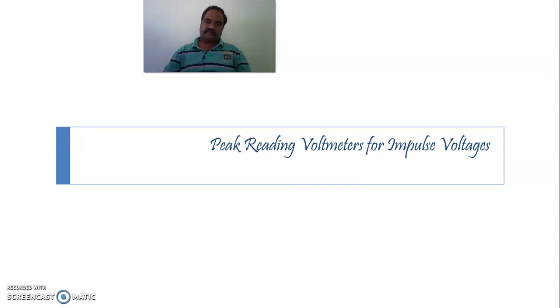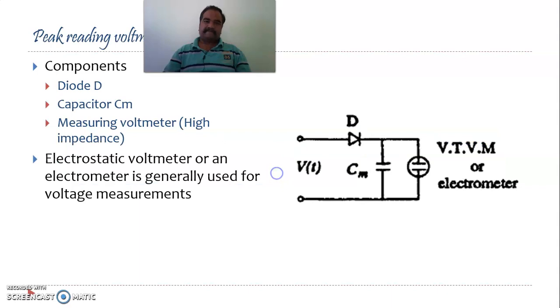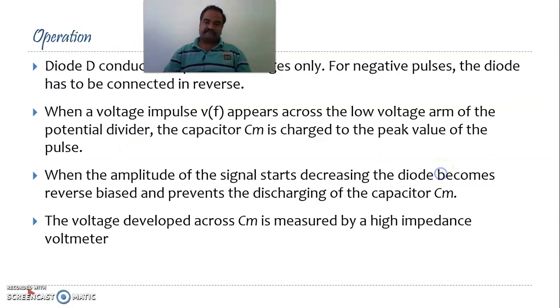Now, we will move on to the impulse voltages, how to measure the peak value of the impulse voltages. See, this is a very simple circuit where you will be having a diode, a capacitor and a high impedance voltmeter. You can use an ESV, which you have studied in our last classes, or you can use an electrometer or a VTVM. So, three important components: a diode, a capacitor and a high impedance meter.